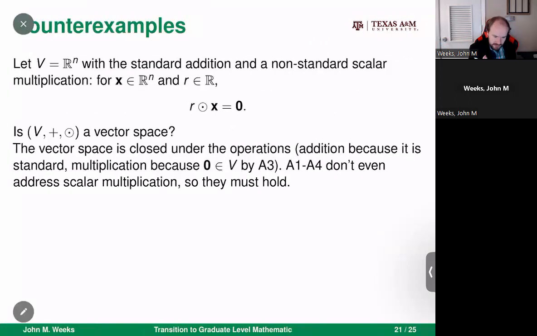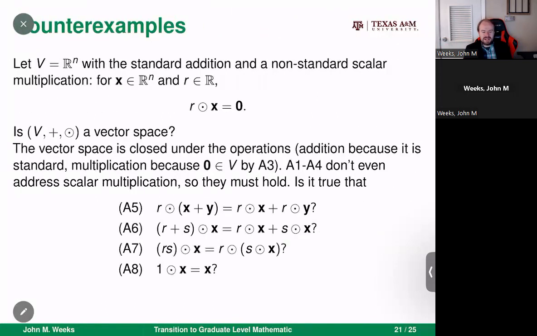So A1 through A4 don't even address scalar multiplication, so they actually automatically still hold. A1 through A4 is fine. Can you think of one of A5 through A8 that may not hold instead? Is there one of the axioms from the remaining four that will not make this work? Well, I'll tell you, here are the four axioms again, so that you can be taking a look at those. Is there one of these that doesn't work? I'll tell you that one automatically stands out to me. And that one's going to be A8.